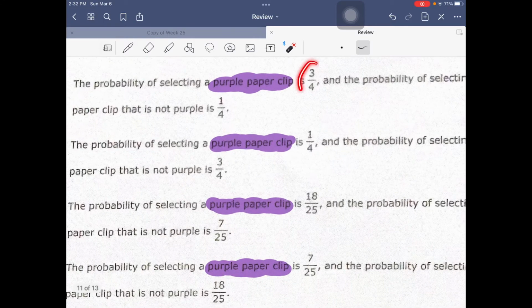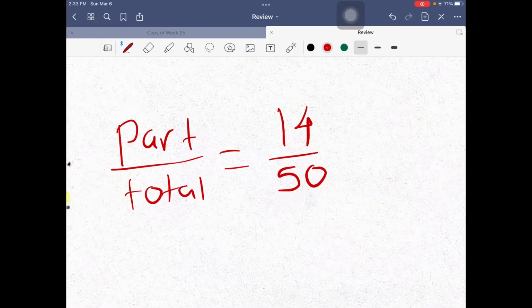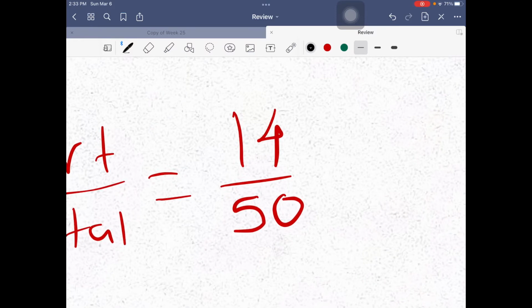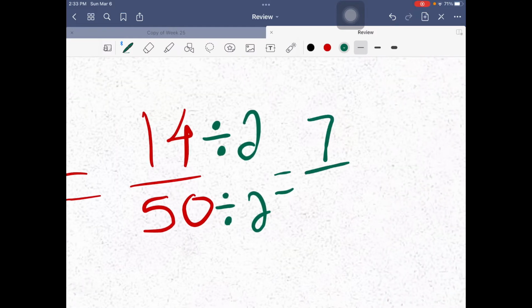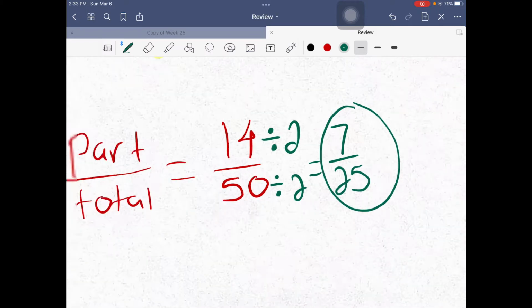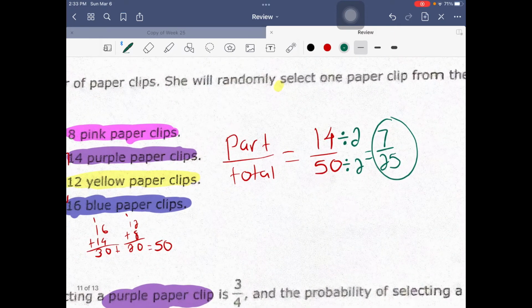Do I have 14 out of 50 anywhere here? No. Okay. But what can we do to this fraction right here? Is there something that we can make it smaller by? Can we simplify it? Yes or no? I can divide by one number. Yes. They end in 4 and 0, so I know we can divide by 2. What's 14 divided by 2? 7. What's 50 divided by 2? What's half of 50? 25. Ahora, this is the probability of selecting a purple paper clip.